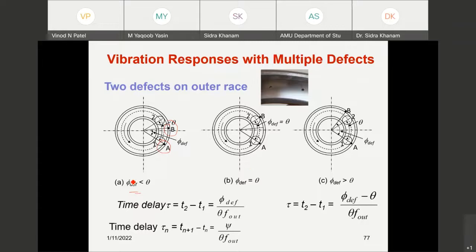So that can also be modeled based on the angle between them. This is the equation for that: the time delay between two defects can be given by the defect angle, and this is the frequency of BPFI. This is the angle theta available between two balls. So these equations provide results in the case of multiple defects also, which the pictorial view is given over here. There are two defects on the outer race.